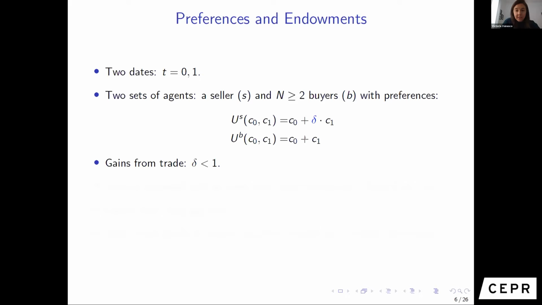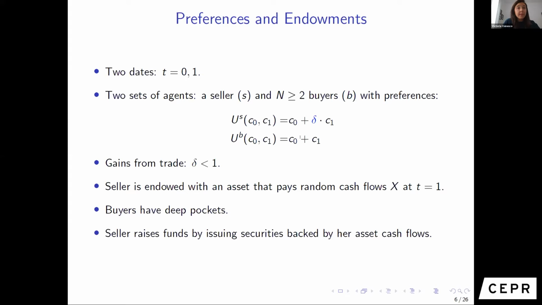Okay, so this is a standard way of generating trade. We could think of this as the seller has a very profitable opportunity now and not in the future, and wants to bring cash flows from the future to the present. The seller will be endowed with an asset that pays cash flows X that are random at T equal one. The buyers will have deep pockets, okay? And basically here in T equal one, the seller will want to raise funds by issuing securities backed by her asset cash flows, okay?